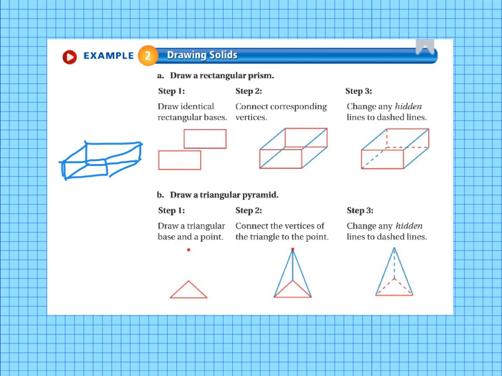So you just draw lines from the dot to each of the corners of your triangle. And then you change any of the hidden lines to dashed lines, and you've got yourself a triangular pyramid.